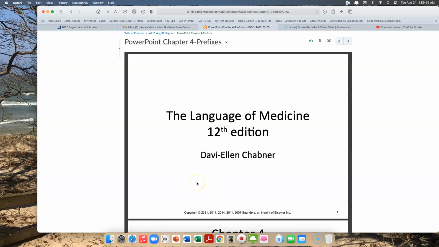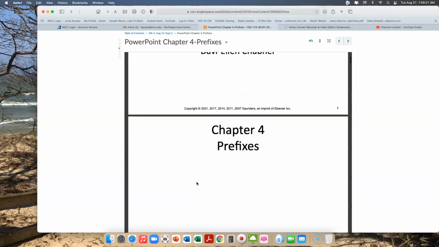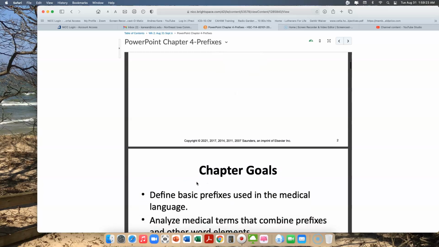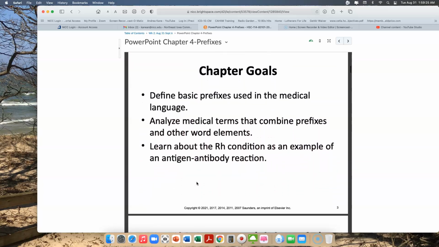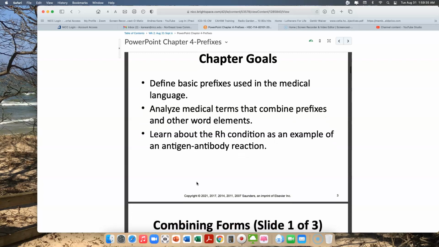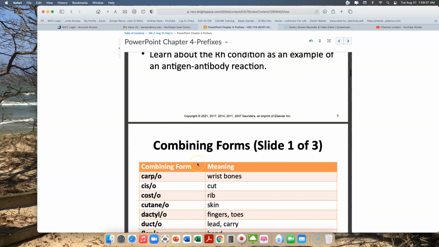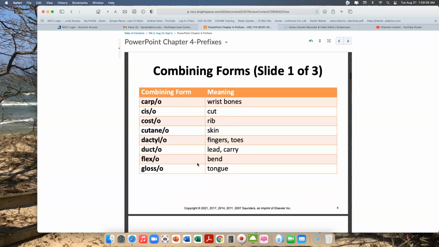You are still here at week 2, but we have moved on to chapter 4, which is all about prefixes. Our chapter goals are to define basic prefixes used in the medical language, analyze word terms that combine prefixes with other word elements, and we're going to learn about the Rh condition as an example of antigen-antibody reaction. So let's get started with our combining forms.